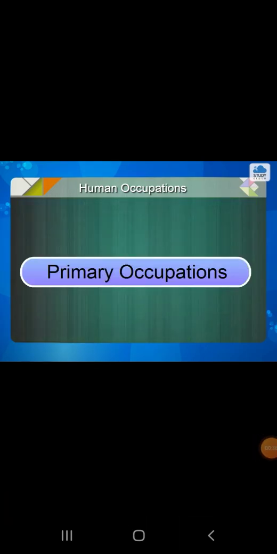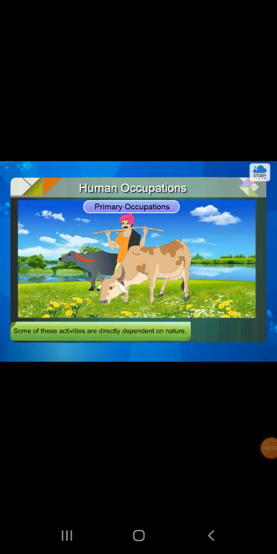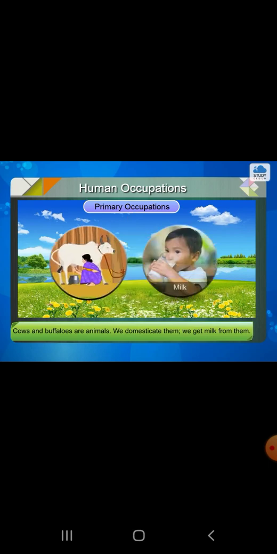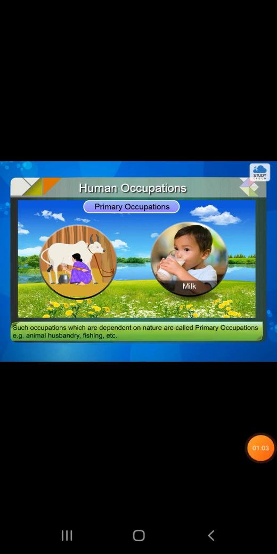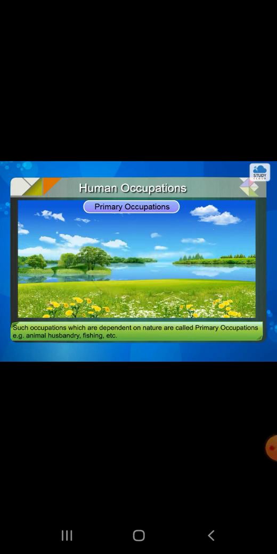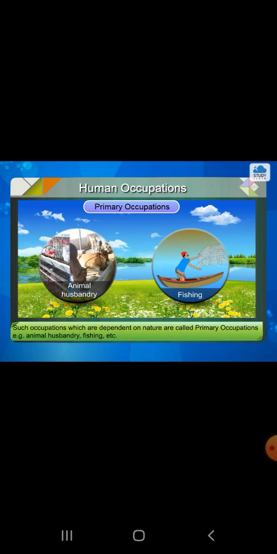Primary occupations. Some of these activities are directly dependent on nature. It means that the products obtained in these activities are obtained directly from nature. Cows and buffaloes are animals. We domesticate them, we get milk from them. Therefore, this occupation is directly dependent on nature. Such occupations which are dependent on nature are called primary occupations. Example, animal husbandry, fishing, etc.